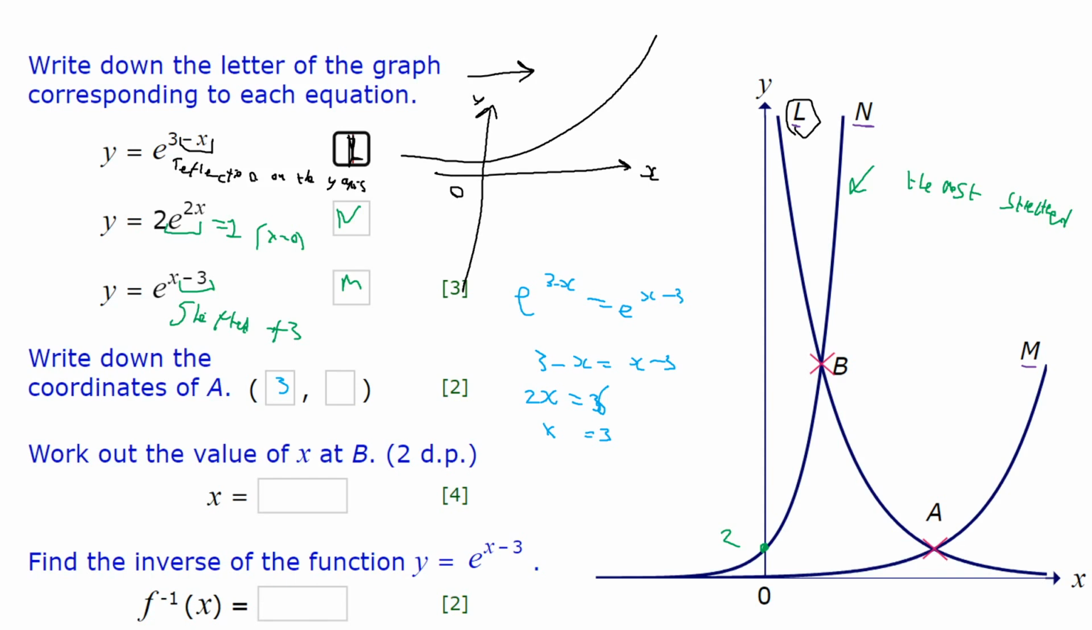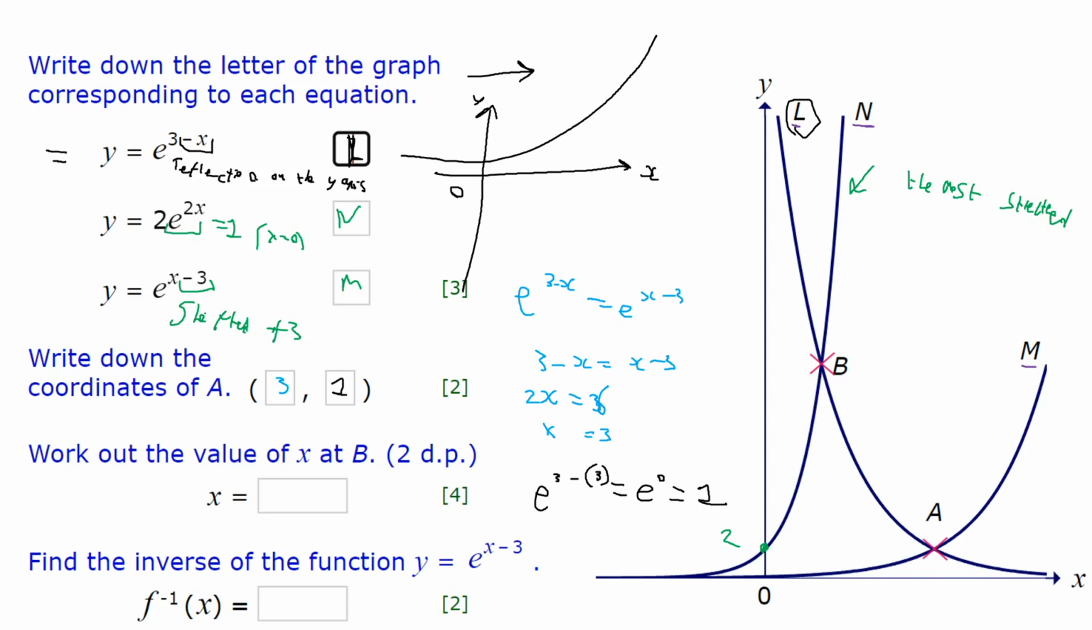Where do they intersect? Well, they intersect at y is equal to 1. How do I know this? Well, for each of them, e to the 3 minus 3 is equal to e to the 0, which is equal to 1. So that's why I get 3, 1. Now, how do we work out what b is to 2 decimal places?